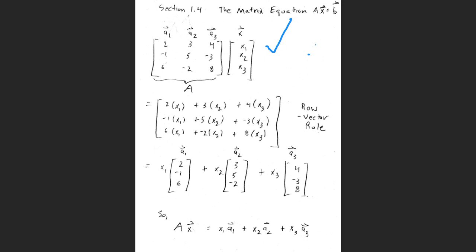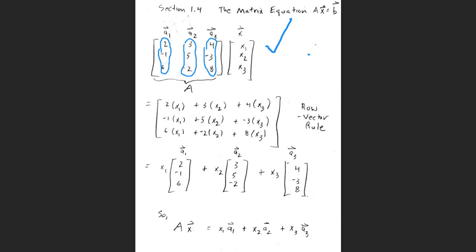So you have here a matrix A, and the matrix A has 3 column vectors: a vector a1, a vector a2, and a vector a3. Those are called column vectors of the matrix A.